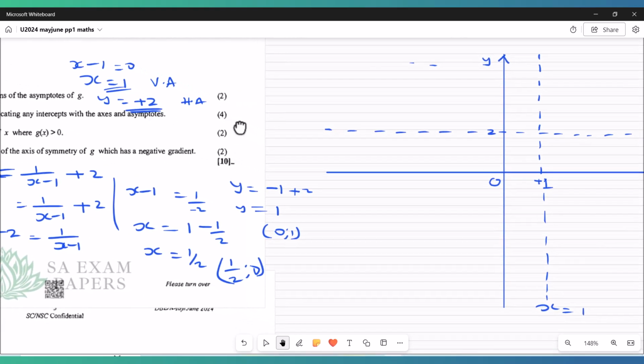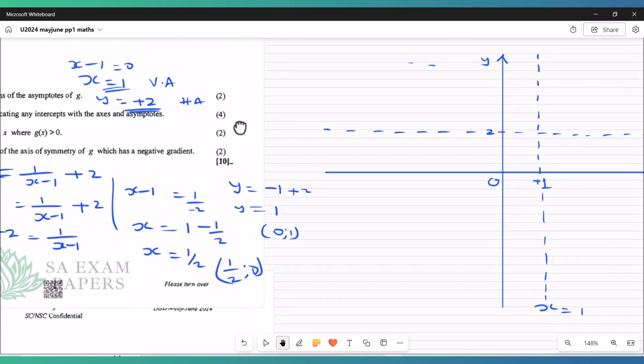Now if you look at my intercepts, I've got 0 to 1, then a half to 0. I know it's supposed to be in the first and the third quadrant, so I just draw like this. Come here, draw. Don't touch the asymptotes, but turn towards them. So that's my graph there. Then like this one here.